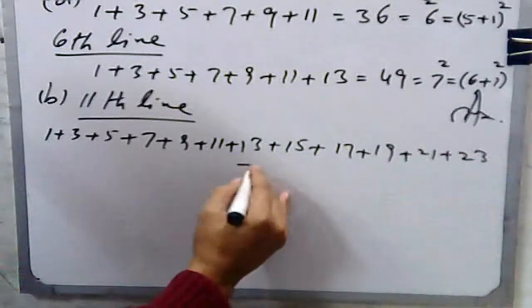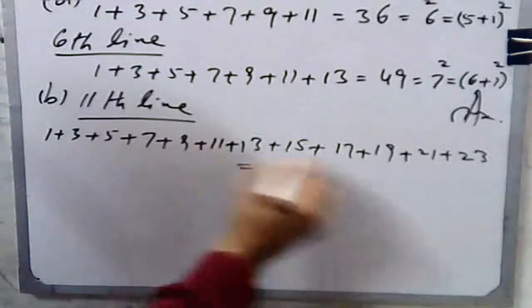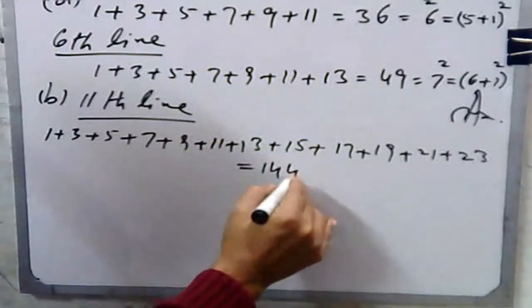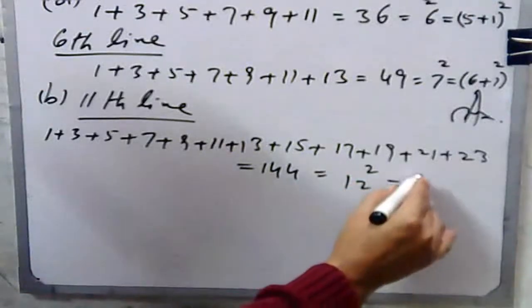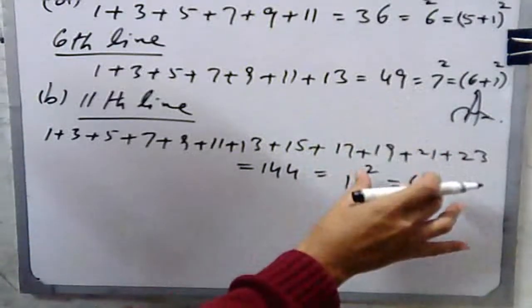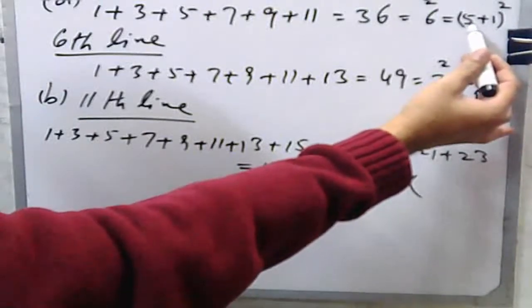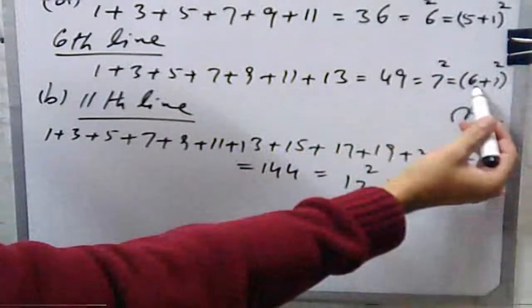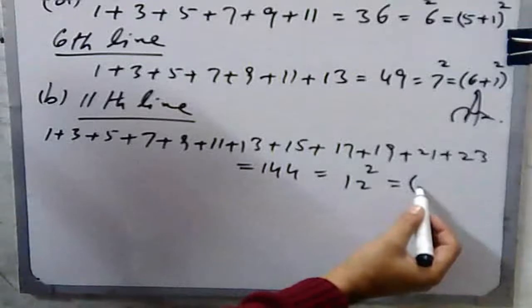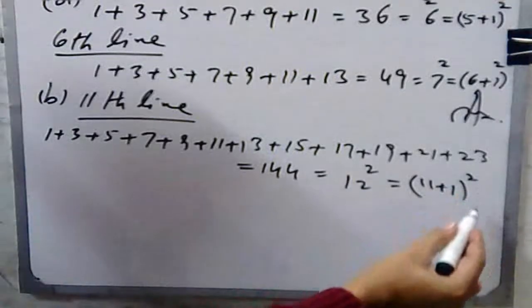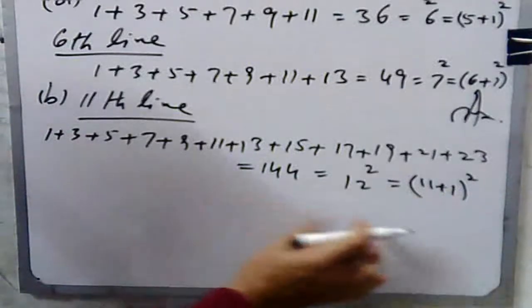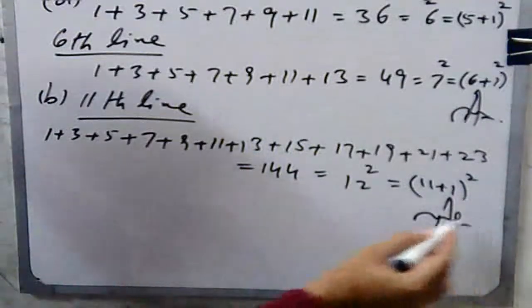So again, by adding all these terms you will get 144. 144 can be written as 12 power 2, and further, by seeing the pattern, if the fifth line is 5 plus 1, the sixth line is 6 plus 1, so the 11th line is 11 plus 1 whole square. So that is your sequence of the 11th line.